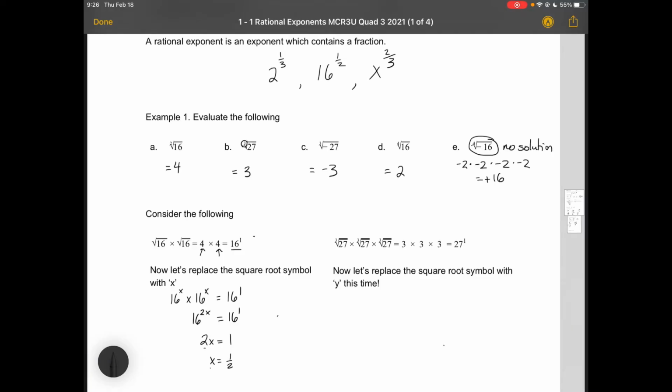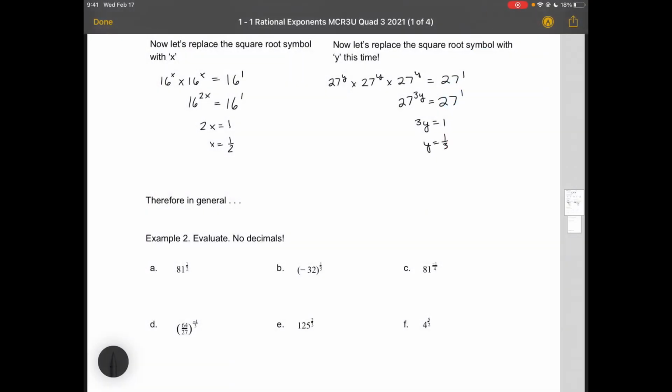Let's do the same thing with the cube root. So 27 to the y times 27 to the y times 27 to the y has to equal 27 to the 1, as we've shown up here. Because we're multiplying powers that have the same base, I can add the exponents together, and I get 27 to the 3y equals 27 to the 1. Just like with my x example, because the bases are the same, my exponents have to be equal, which means that I get y equals 1/3. What we can say is that the nth root of a is equal to a to the 1 over n.